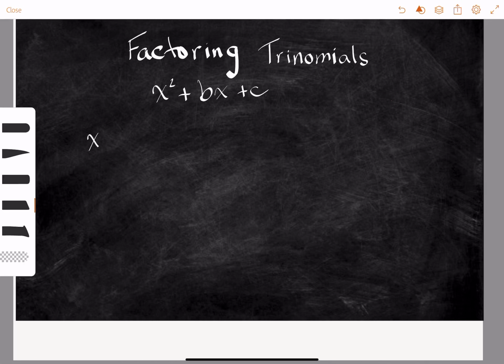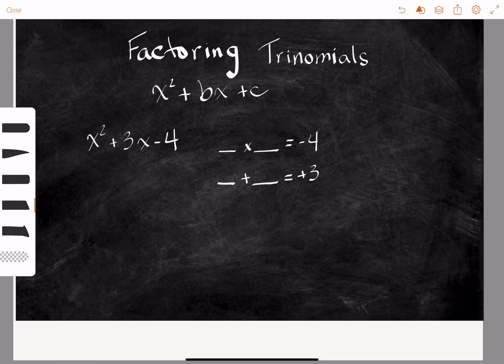So I'm going to look at our first example here. We have x squared plus 3x minus 4. And what we want is two numbers that multiply together to get this c value, so in our case, negative 4, and add together to get our b value, which is positive 3. So we need to think of our factors and include their signs. That's really important.